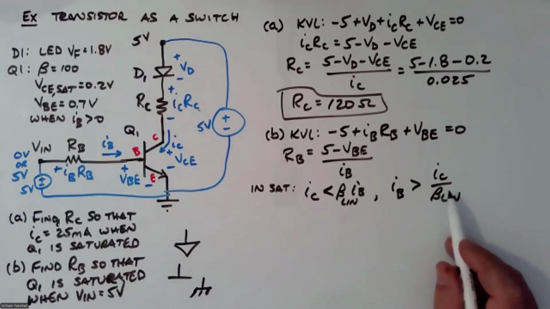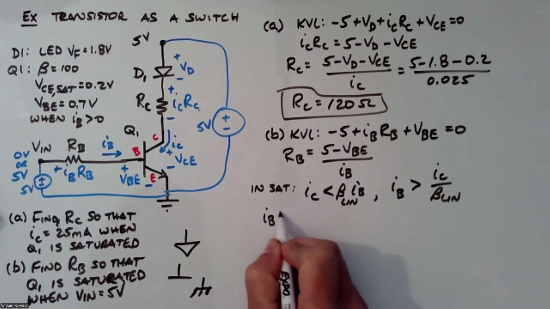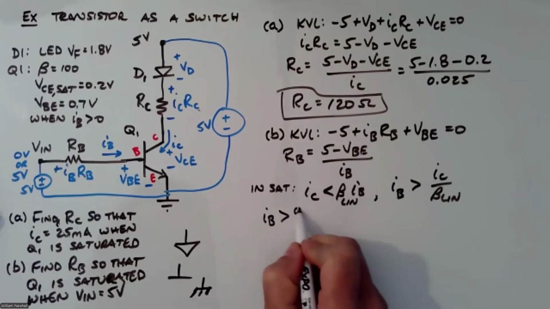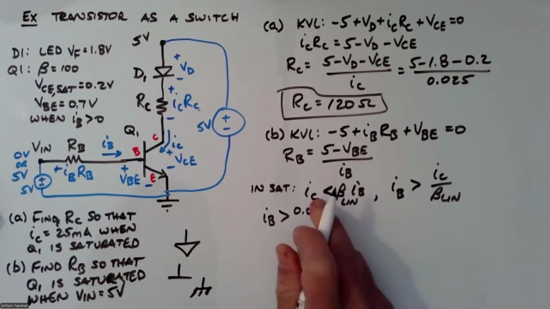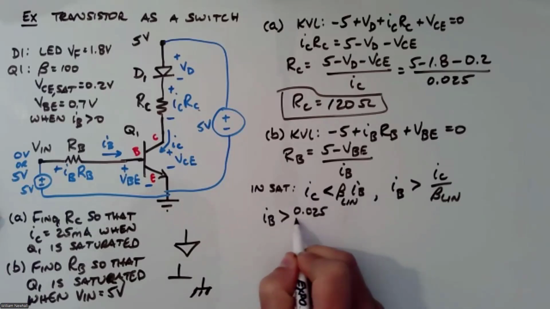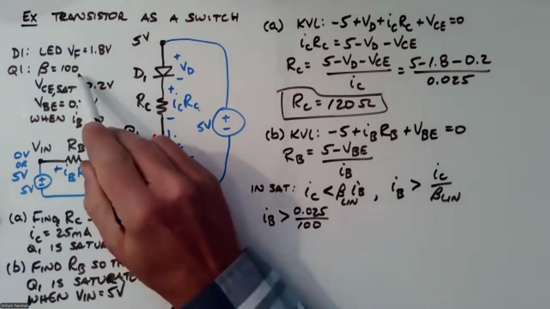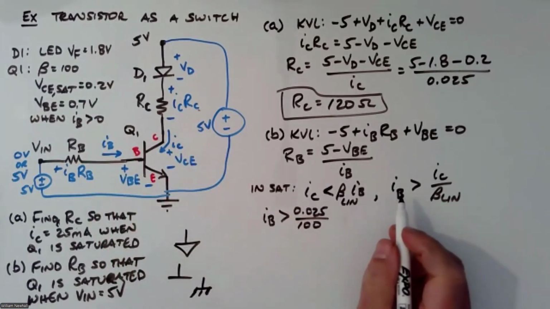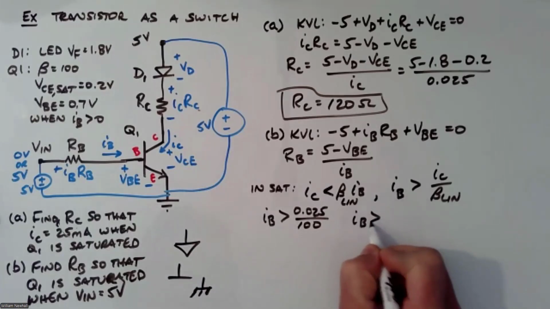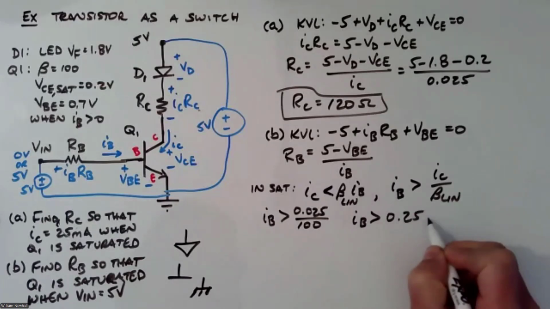All right, so we know IC. We know that IB has to be greater than IC, 25 milliamps, 0.25, over 100. And so that means IB has to be greater than 0.25 milliamps.